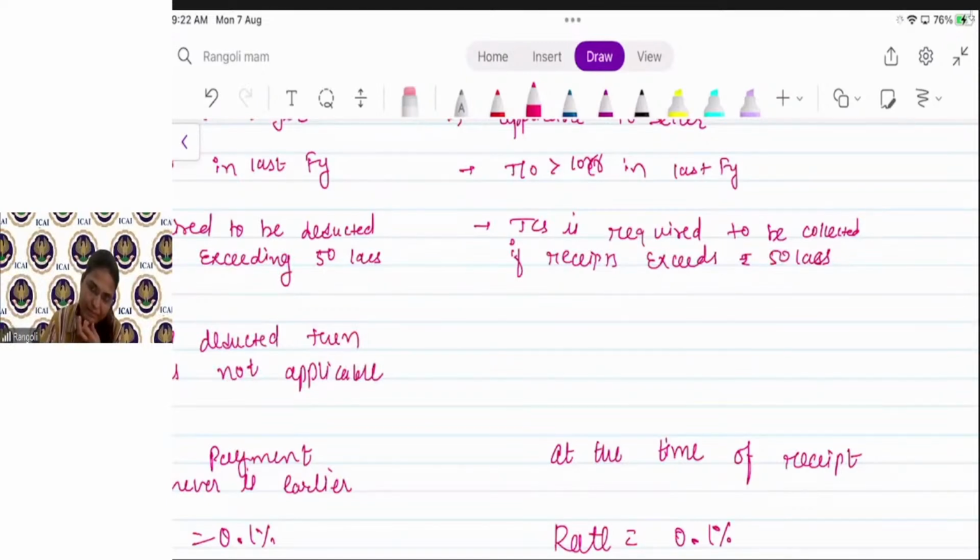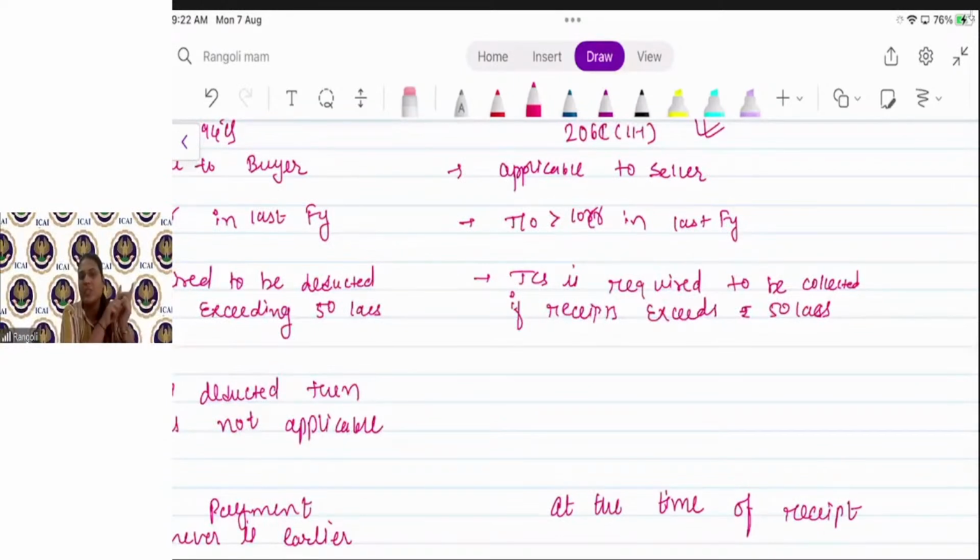Everyone clear with that? Here, this section is applicable to those sellers whose turnover in the last financial year is more than 10 crore. So, say for example, there is one company, ABC Private Limited, and in the last financial year, the turnover of ABC Private Limited is 8 crore rupees. So in the current year, whatever amount he collects from his customer, no TCS is required to be collected. Why? Because he is outside the definition of seller. So here, the turnover of the seller should be more than 10 crore in the last financial year.